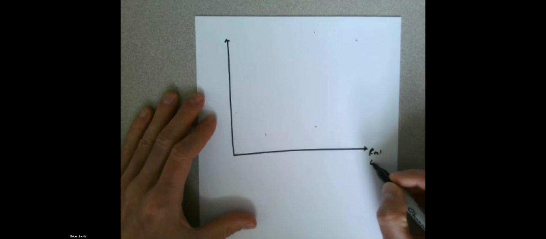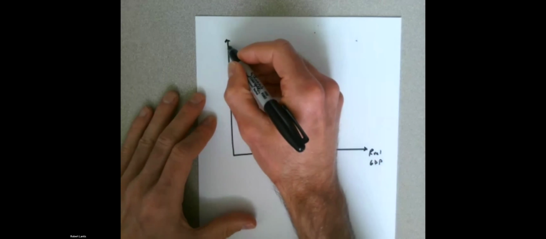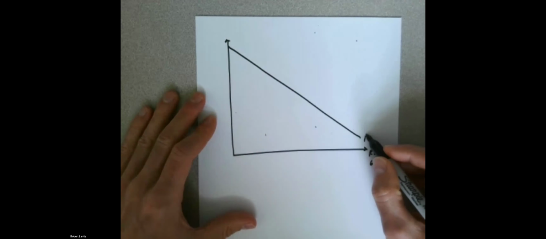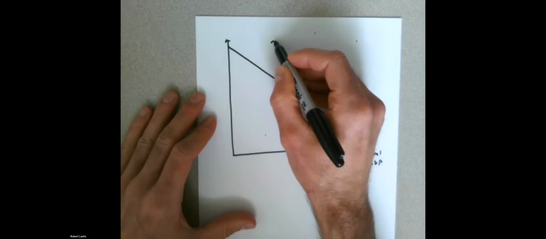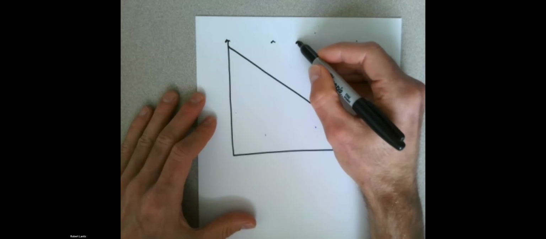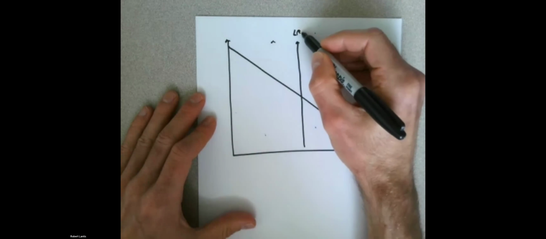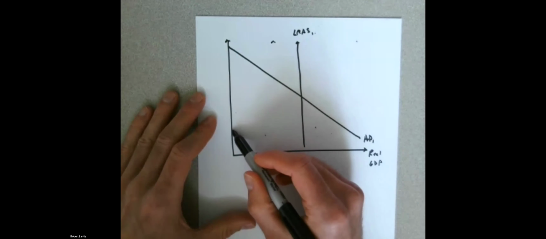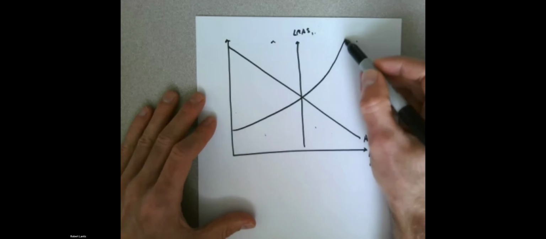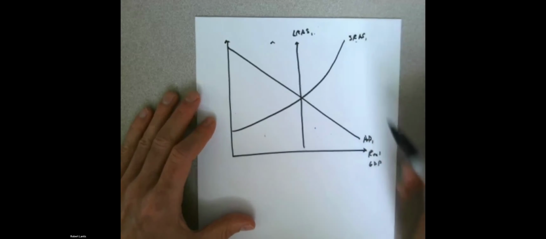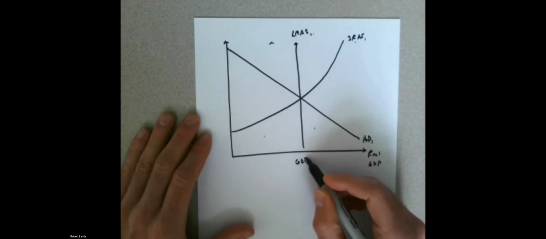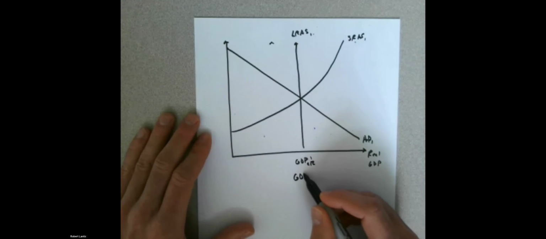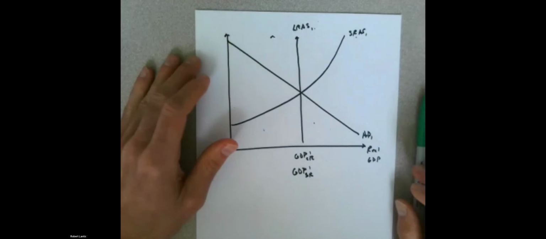So let's say here's my real GDP. And here's my aggregate demand. Let's say here's my long run aggregate supply. And let's just do an example where we start out and long run GDP is the exact same as short run GDP. Well, if this is the case, we could do a similar example and just assume we had an inflationary gap.